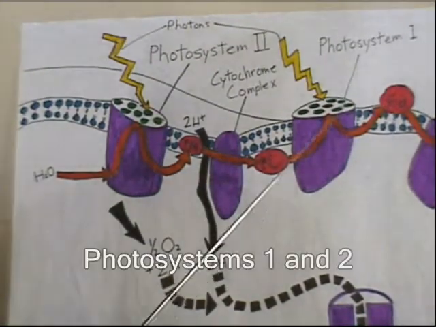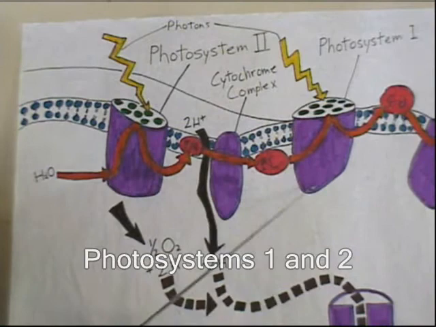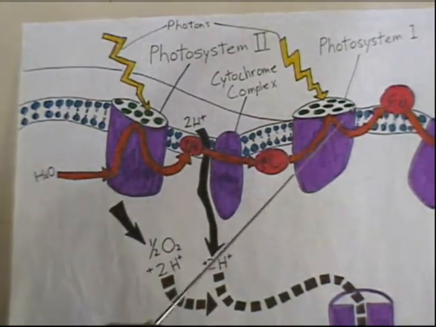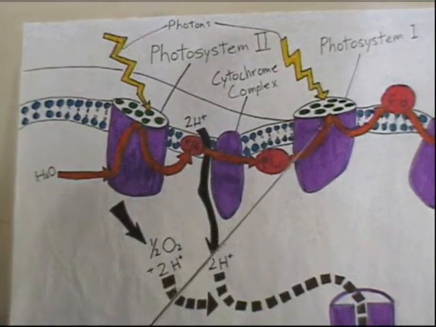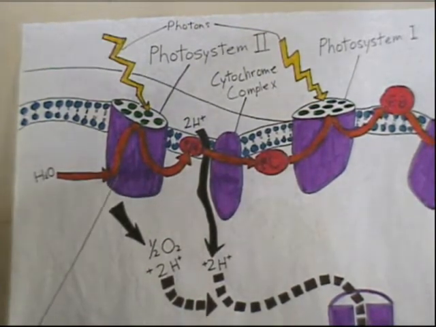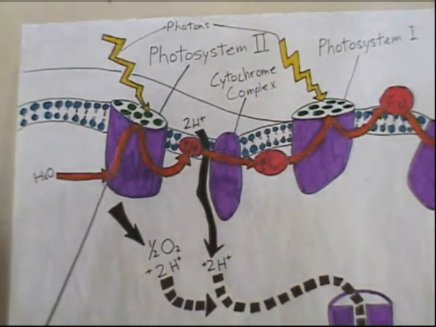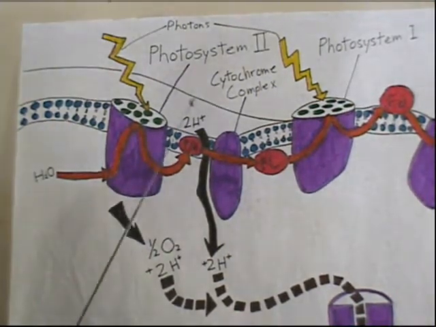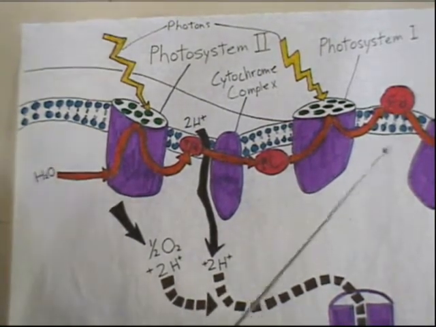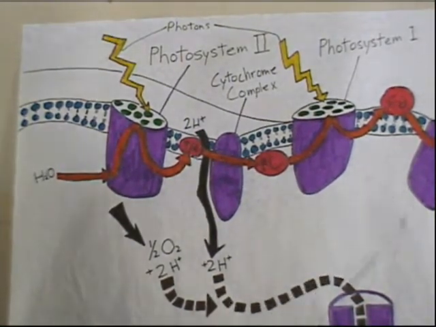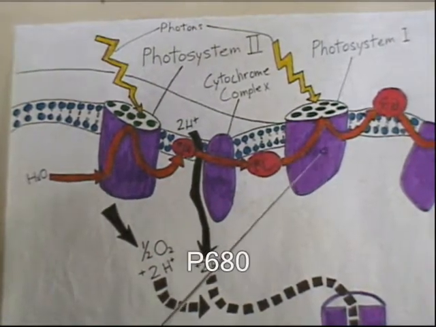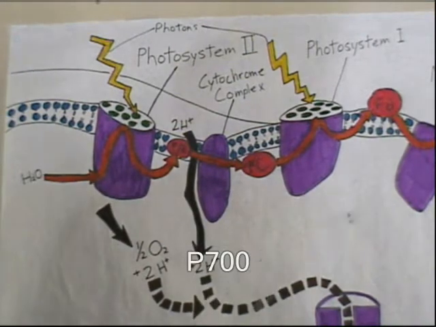These are photosystems 1 and 2. Photosystems are proteins inside the thylakoid membrane that have special pigments in them called chlorophyll. It's the job of chlorophyll to absorb certain wavelengths of light. Photosystem 2 has chlorophyll that can absorb light of wavelength of 680 nanometers. Photosystem 1 has chlorophyll that can absorb light of 700 nanometers. For these reasons, photosystem 2 is also called P680 and photosystem 1 is also called P700.